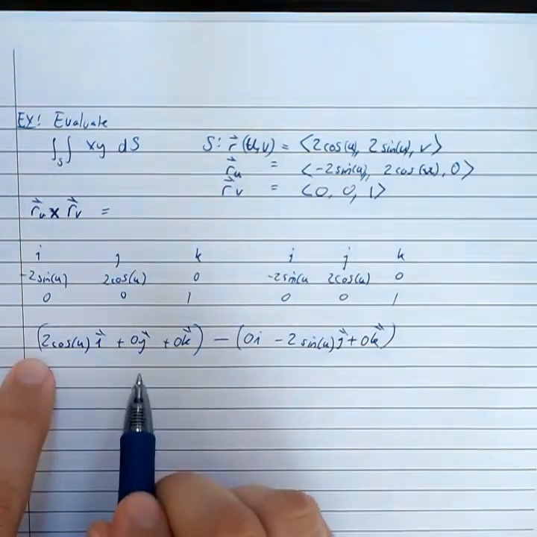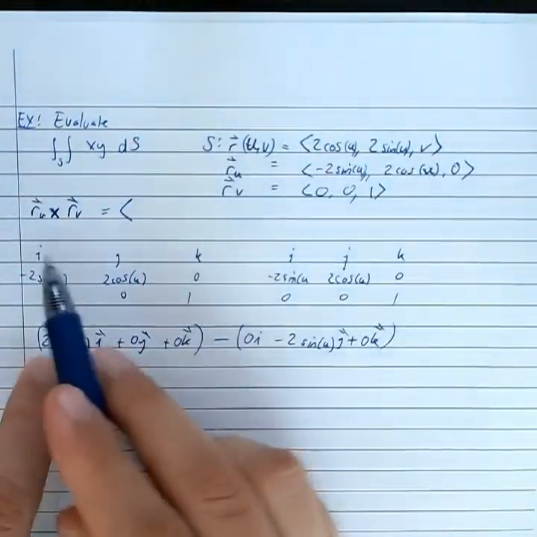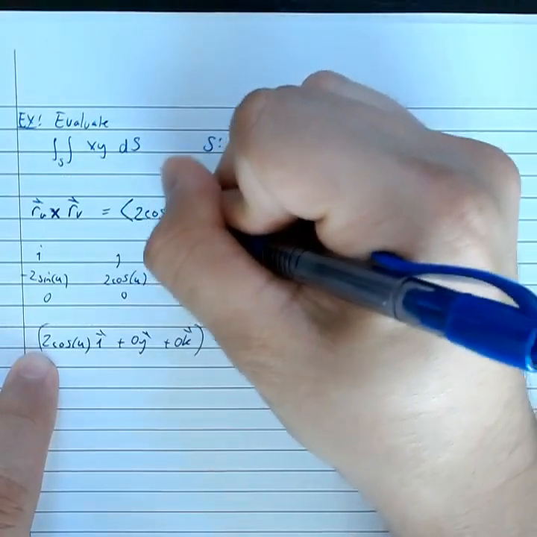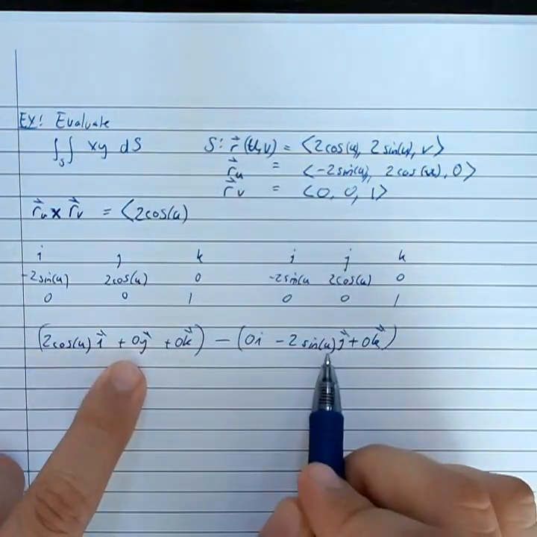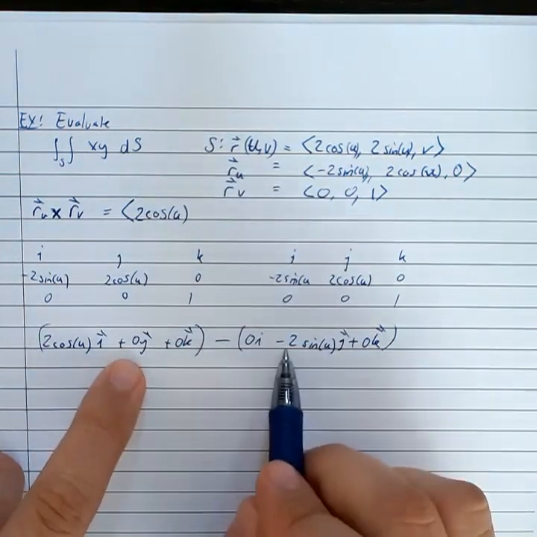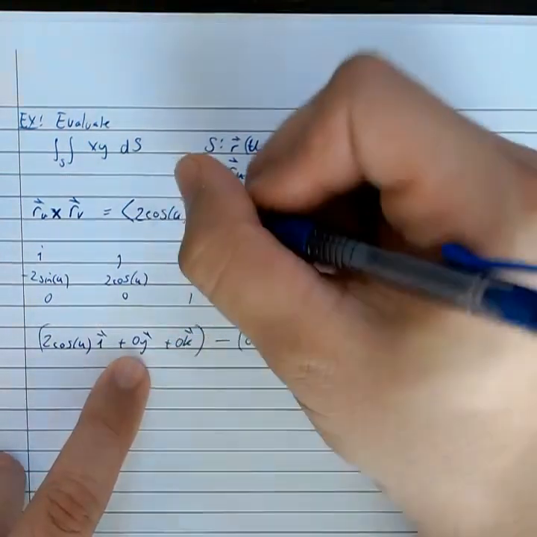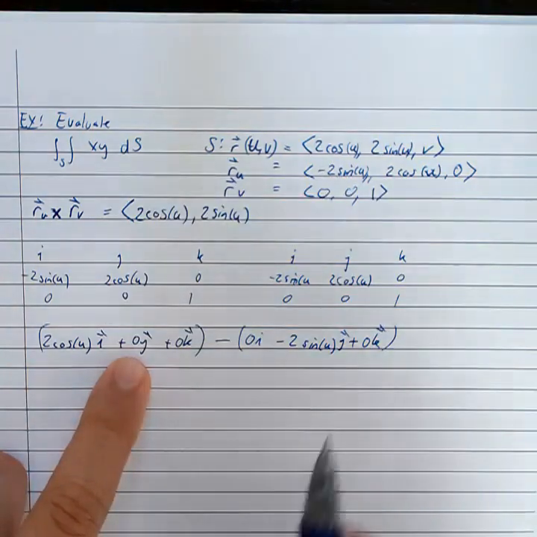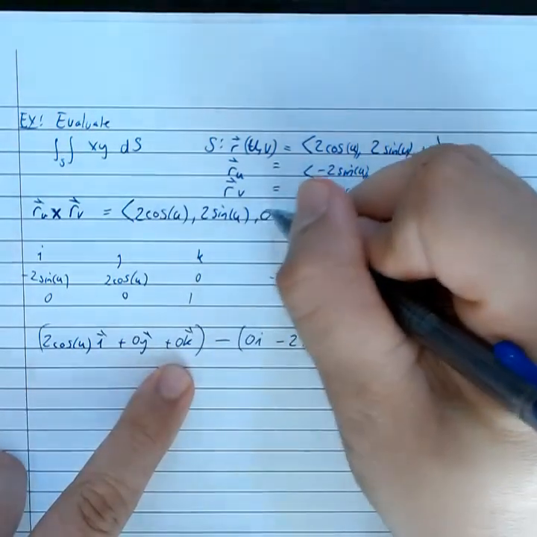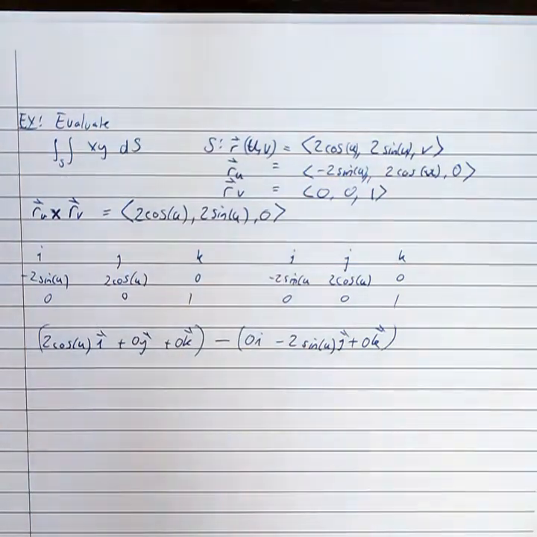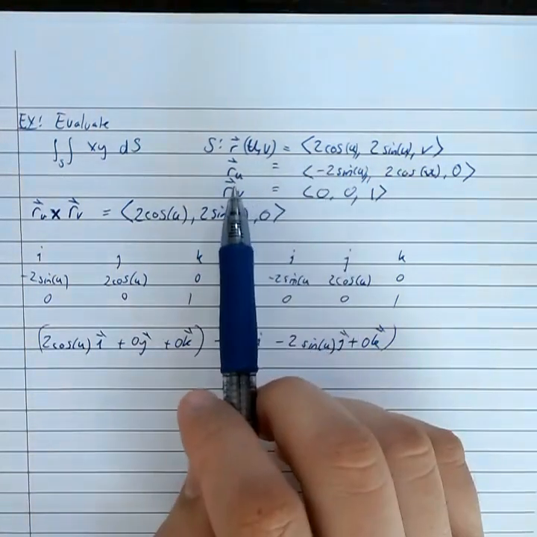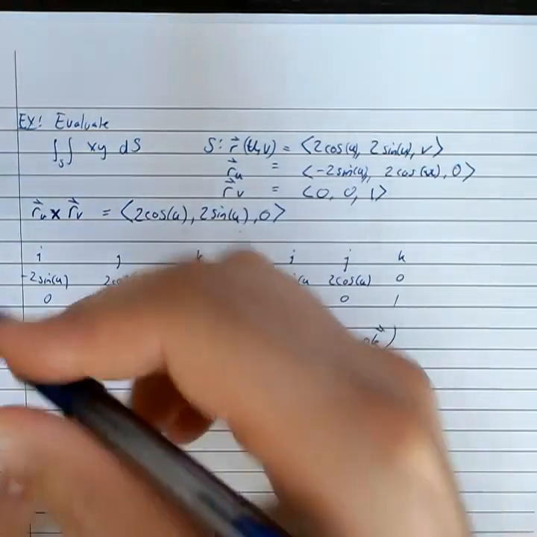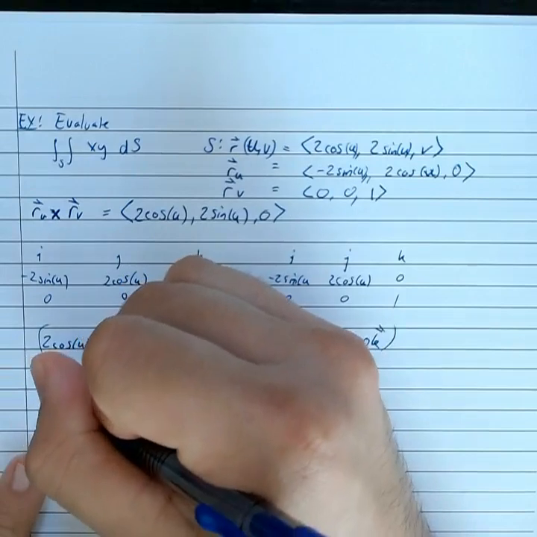So putting that together, that's going to give us a cross product of 2 cosine of u minus 0. So my first component is 2 cosine of u. My second component is going to be 0 minus a negative, so 0 plus 2 sine of u, which is 2 sine of u. And then my third component is going to be 0 minus 0, which is just 0. Very nice. So I find my r sub u, I find my r sub v, and then their cross product.